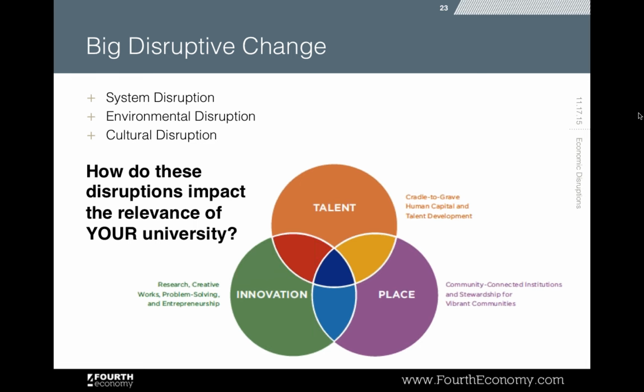Gotcha. How about some examples of funding strategies for responding to disruptions that you see as or have seen in your time as being innovative?